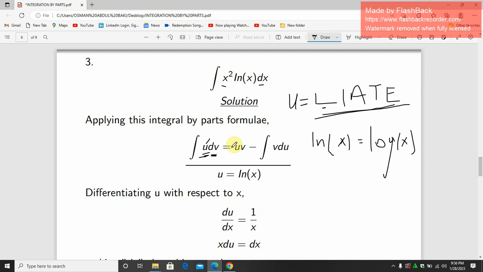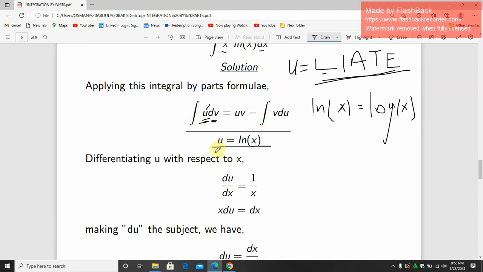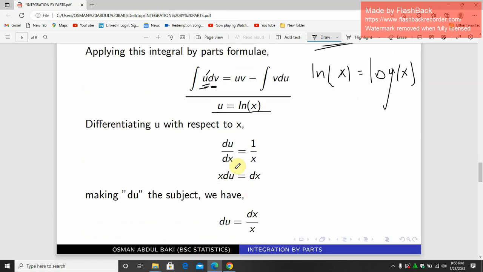Now let's continue. After we assign u is equal to ln x, we find the derivative of u with respect to x. Now du/dx is equal to 1 over x. If you differentiate ln x, it's 1 over x, and if you integrate 1 over x it is ln x, and here we are differentiating ln x, so the differentiation of ln x is 1 over x. Hence we cross multiply, and you get x du equal to dx.